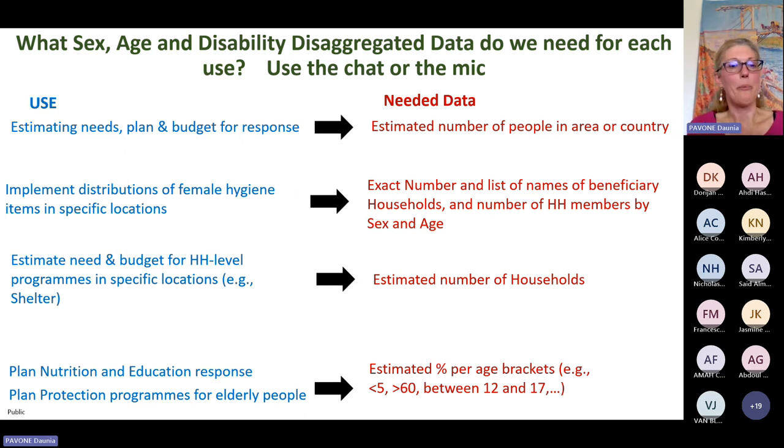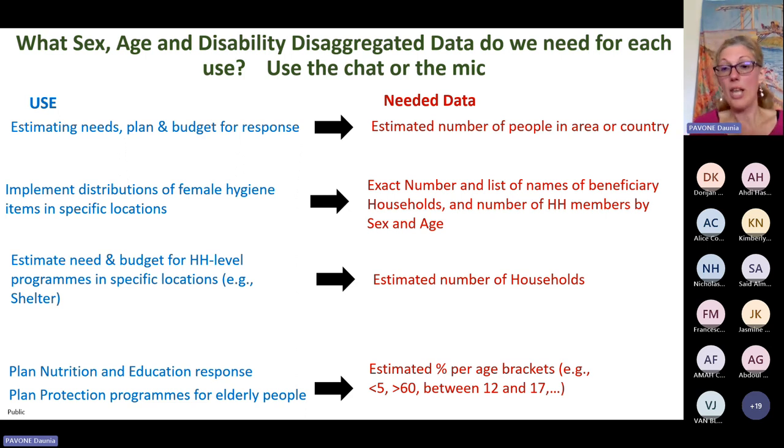Thank you. So, another example: estimate need and budget for household level programs in a specific location. For example, for shelter programs, either building shelters or distributing shelter kits and things like that. What type of sex, age, and disability disaggregated data do I need? Average family composition, brilliant. Family size, thanks, Cassandre. I also need the number of households, right? But definitely the average family composition or family size, otherwise I don't know how big the shelter should be.